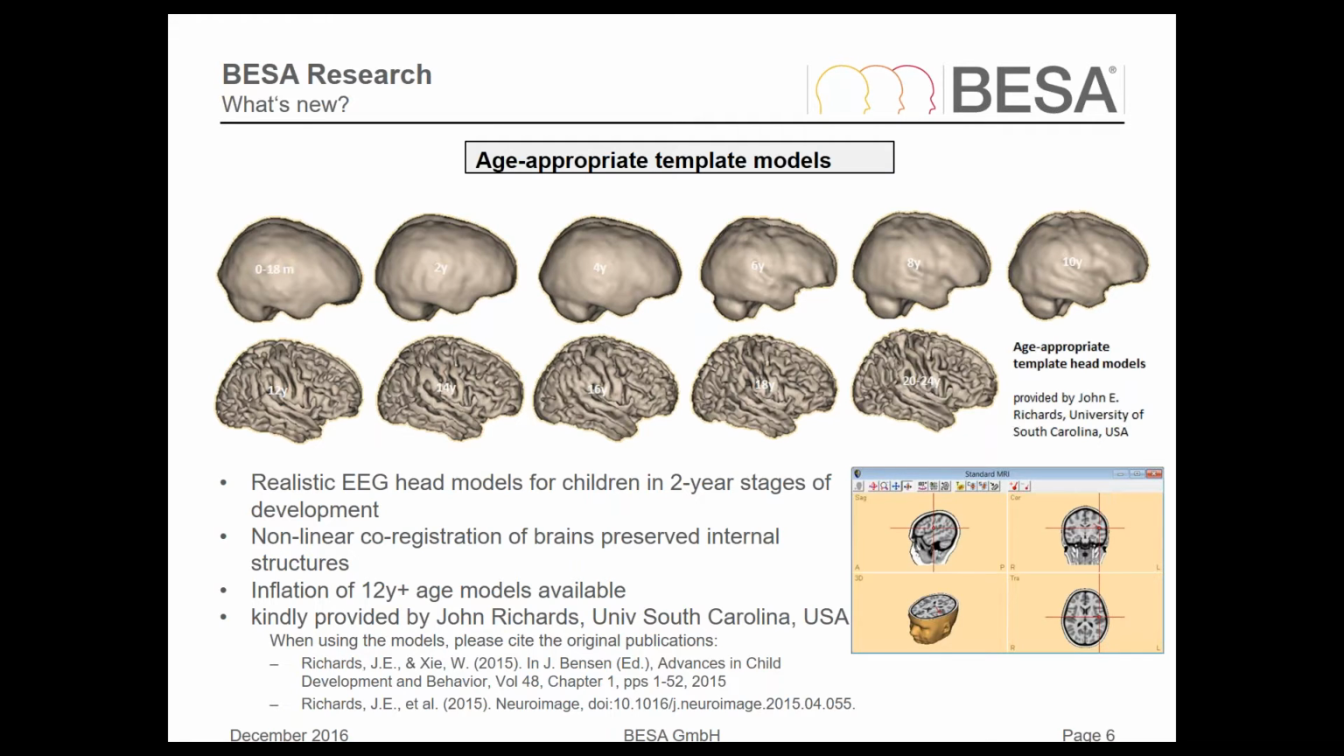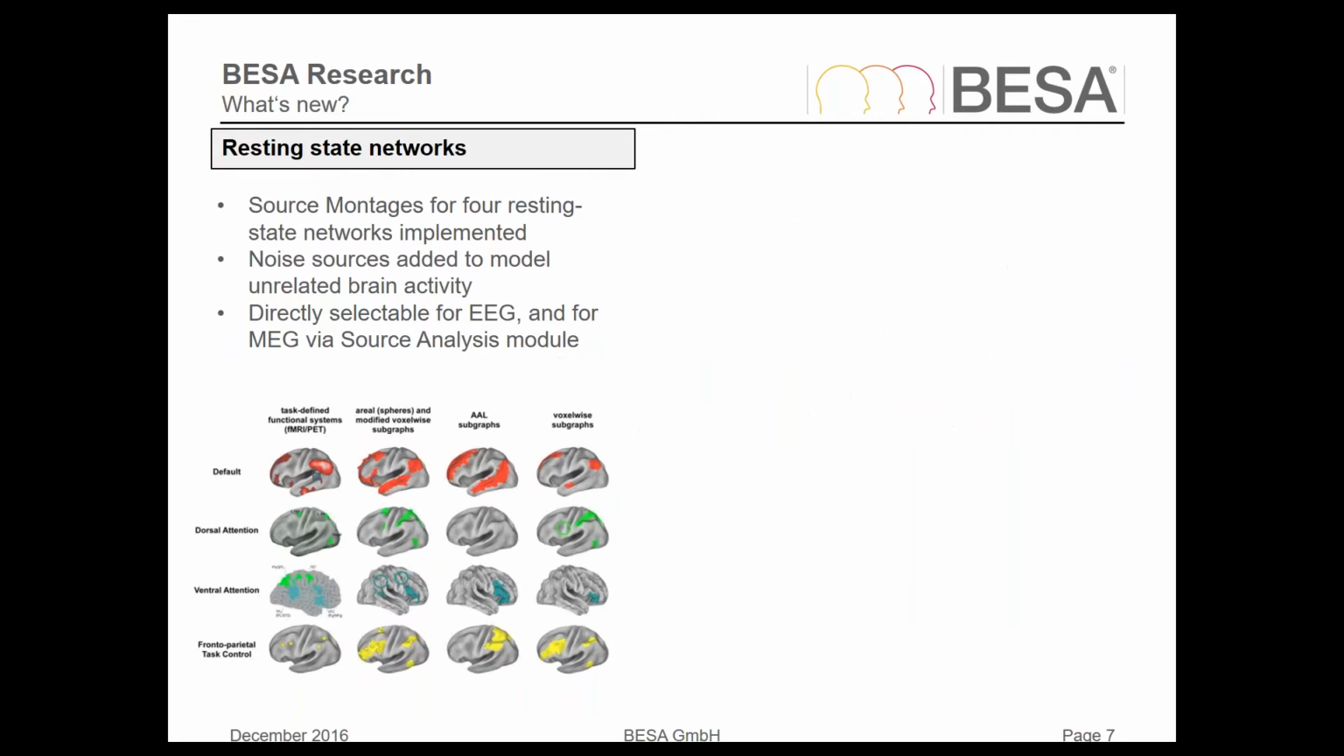And the head models that we now have give you the chance to obtain accurate source modeling results for younger children too. The conductivities in the head shape can be quite different for these. It's important to have these models available if you don't have individual MRI.